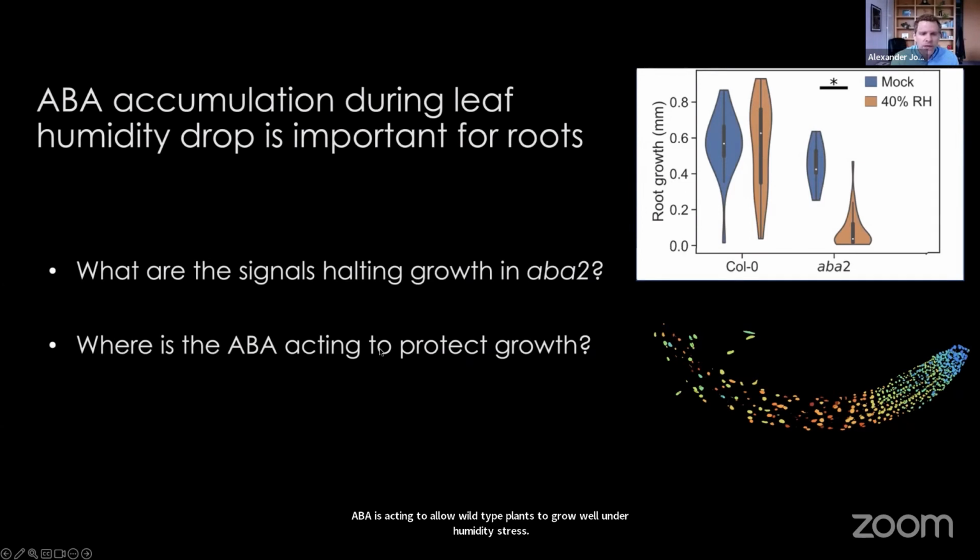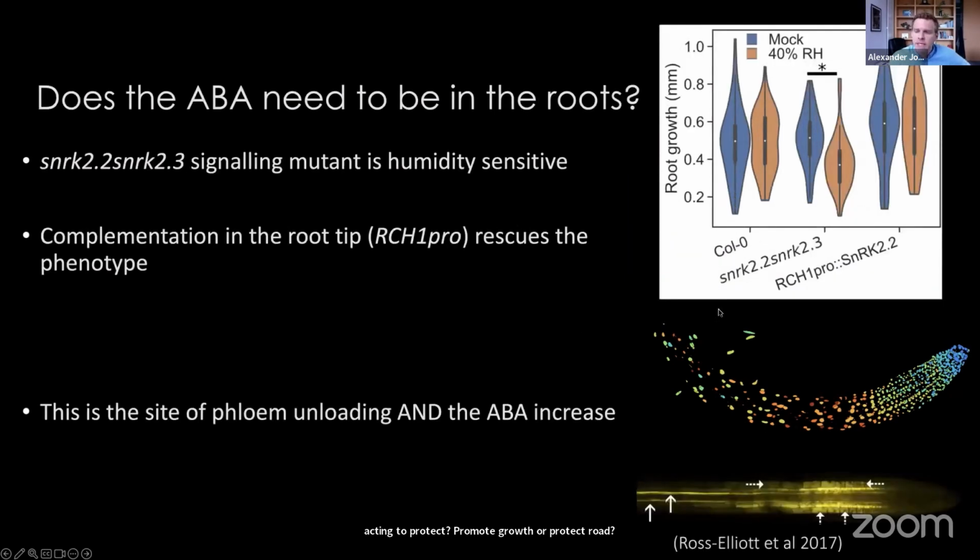But we could ask the question, where is the ABA acting to promote growth or protect growth? So which of these cells is important in the plant? What Jim decided to do was take a signaling mutant, the SNRK2.2 SNRK2.3 double mutant, and complement it with a specific promoter. This mutant is indeed sensitive to humidity stress in the leaves. The roots are growing slowly, and the complementation line in the root tips, where this RCS1 promoter drives expression, behaves very nicely and grows very normally.